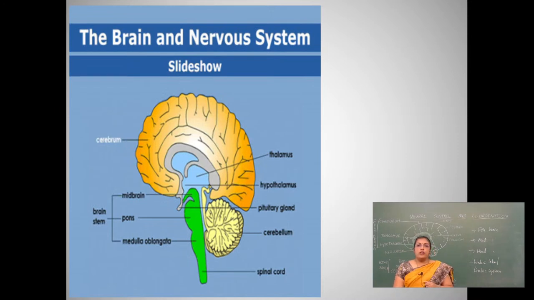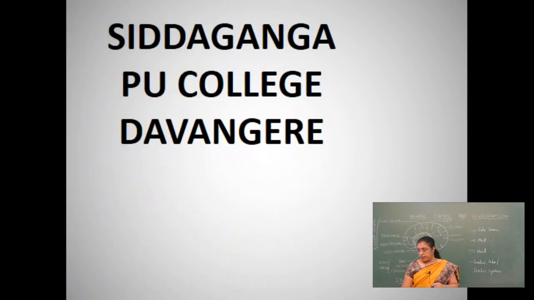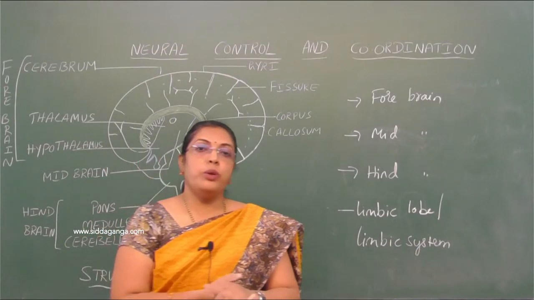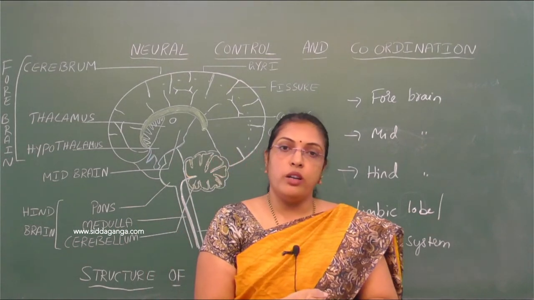So this is the structure of the brain. We see forebrain, midbrain and hindbrain. Cerebrum is the largest part of the brain. Midbrain, pons and medulla oblongata form the brainstem. And this brain continues as the spinal cord into the vertebral column through a foramen called foramen magnum. So that is about the nervous system. In detail, we'll discuss this again in your regular classes.